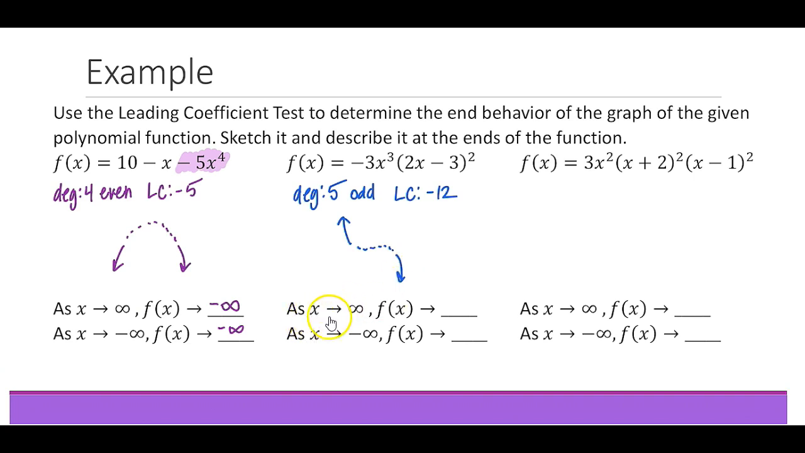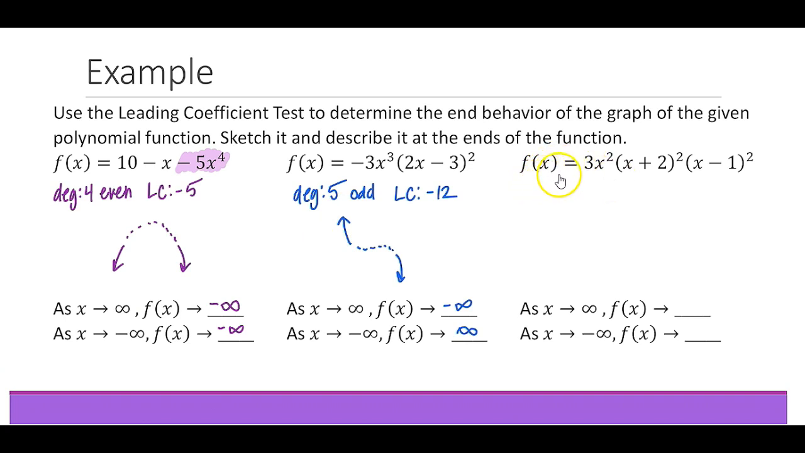So that's a sketch. And now to describe it, well, as x goes to infinity, as I move to the right, my y values go down to negative infinity. And as x values go towards negative infinity to the left, my y values go up to positive infinity.